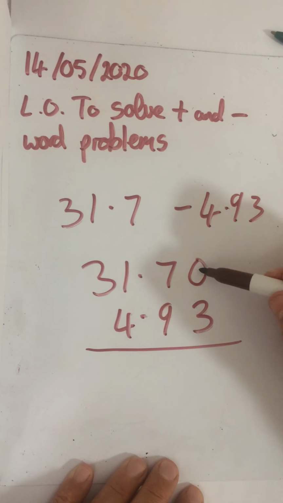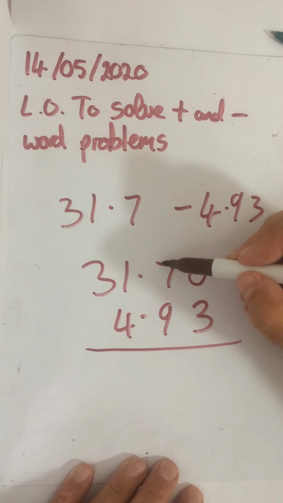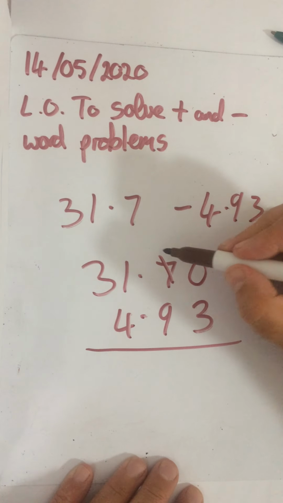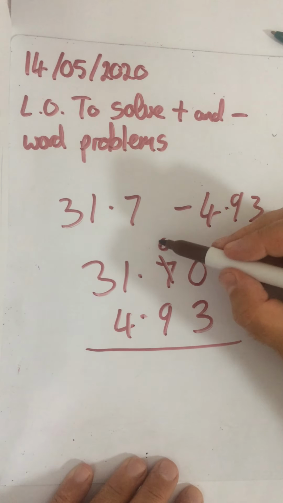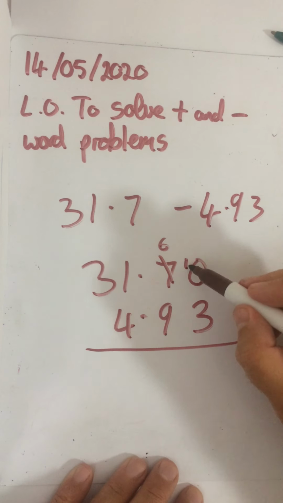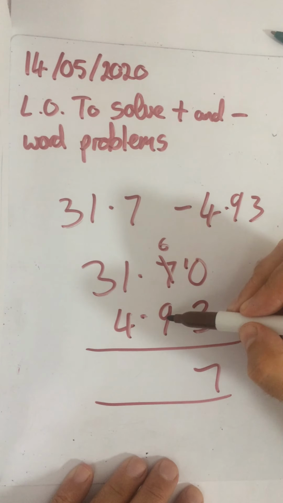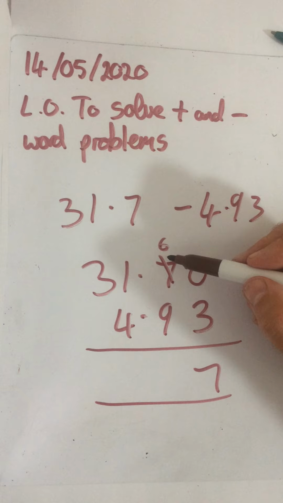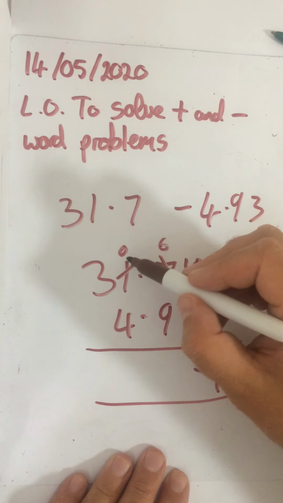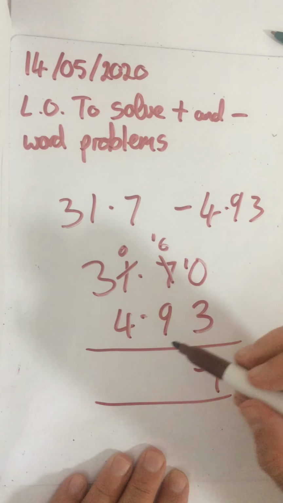Now, 0 take away 3, we can't do that, so we're exchanging or borrowing 1 from the 7. That becomes a 6, and we're carrying on from there. So then it becomes 10 take away 3 is 7. Then we ask ourselves, can we do 6 take away 9? We can't without it becoming a negative number. So again, we exchange or borrow from the next number across, bring it over. This becomes 16 take away 9.